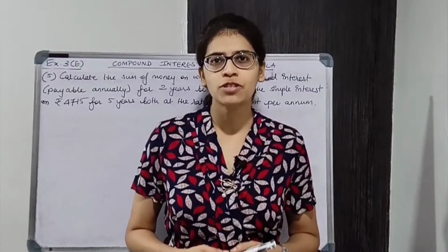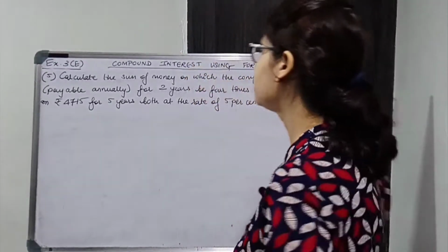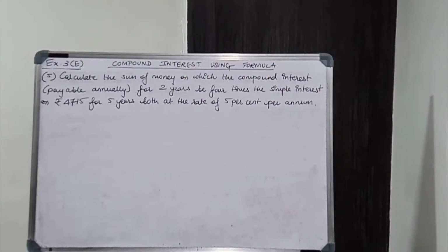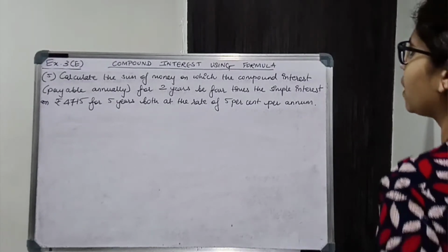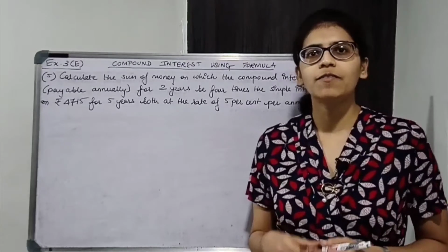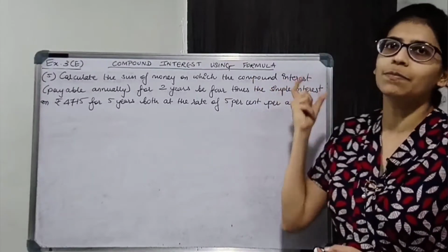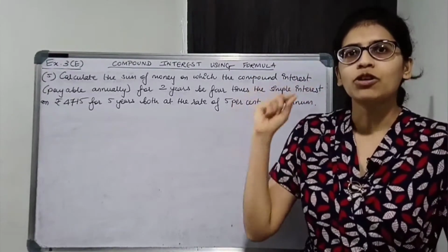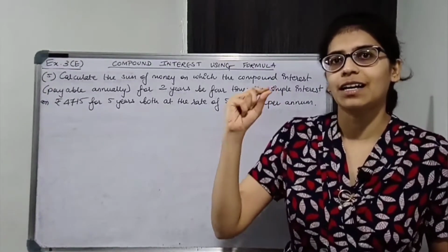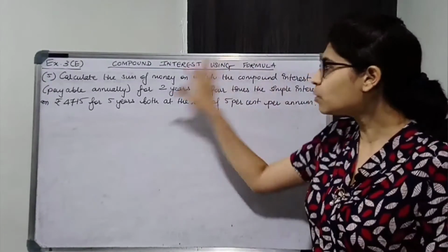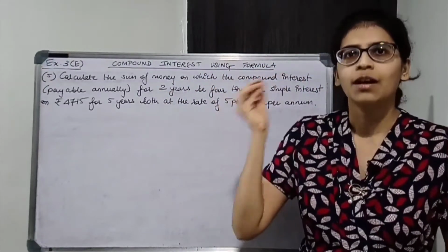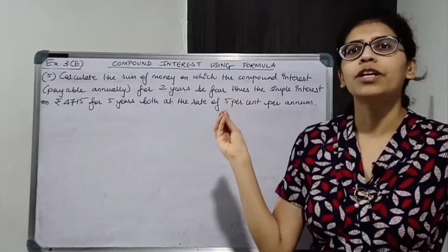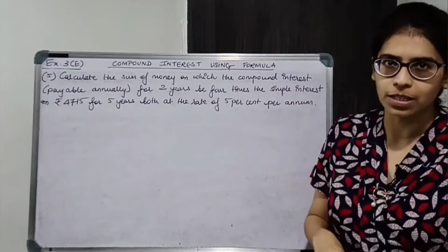Moving on to the next question, question number 5. Calculate the sum of money on which the compound interest payable annually for 2 years be 4 times the simple interest on rupees 4715 for 5 years, both at the rate of 5% per annum. Now there are two interests given over here. One is compound interest, other is simple interest. So let's see what information we have for CI and SI. If you read the question it becomes a little complicated, but let's sort it out according to the two interests given to us.